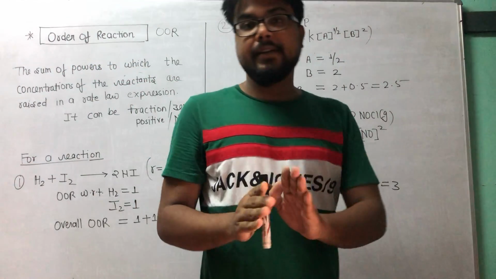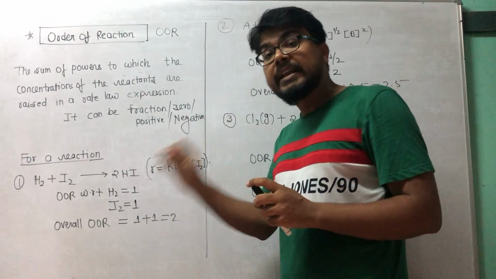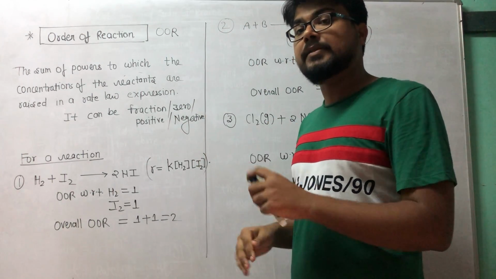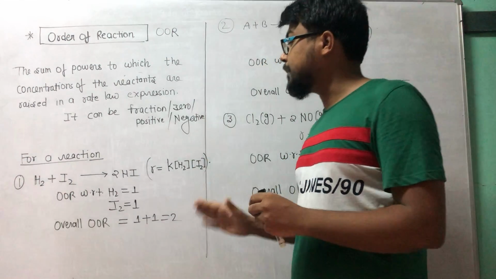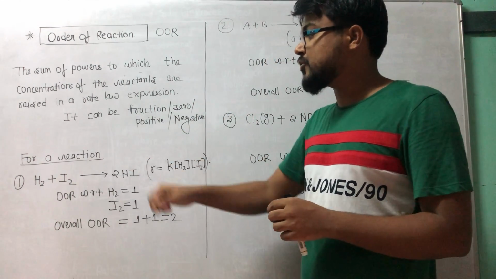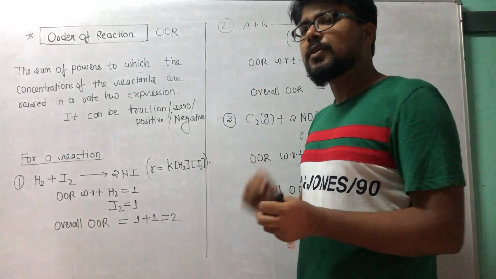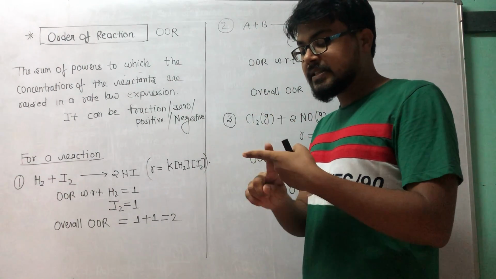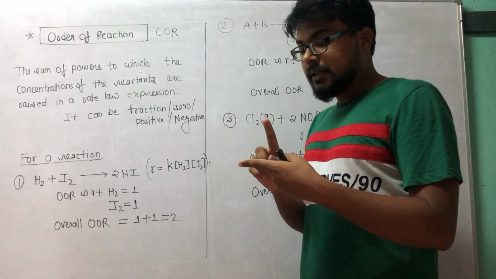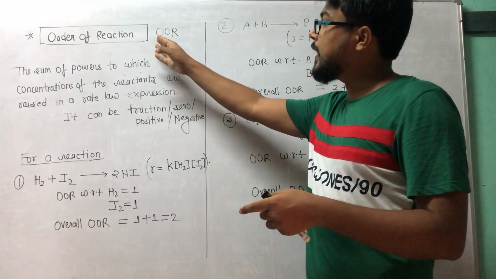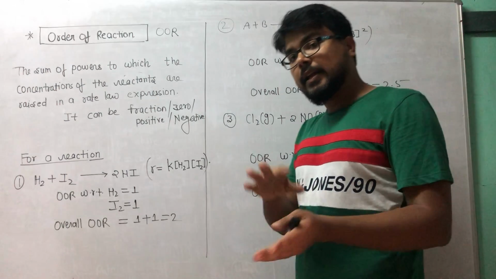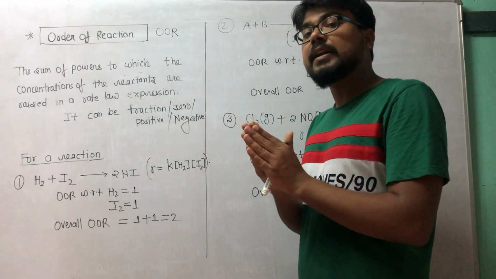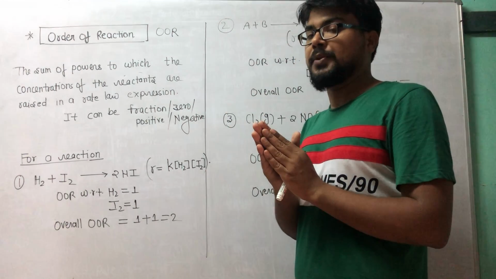So students, this is very commonly asked in your exam. You have to find the value of order of reaction. He can ask for the overall order, or for a particular reactant like A, B, or H2, I2, depending on the examiner's mood. So you have to be very careful about the rate law, the rate constant, and this topic, order of reaction.